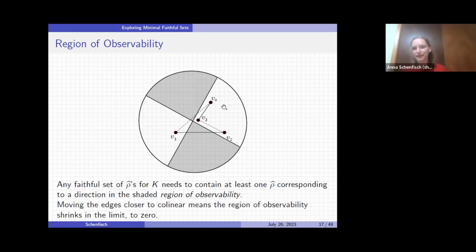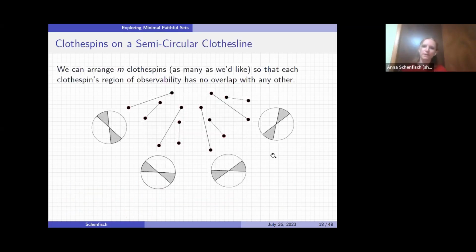And crucially, I have control over how big this region is, depending on how I embed my two edges. So as I move these edges closer to collinear, this region is going to shrink. So think about taking V3 and pulling it up a little bit. That's going to shrink this gray region. Okay, so what does that allow us to do? That allows us to arrange, calling them clothespins, as many clothespins as you'd like, and in such a way that these gray regions actually don't overlap.